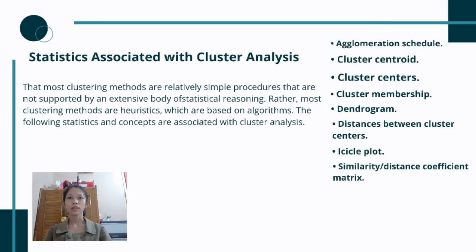Statistics associated with cluster analysis. Most clustering methods are relatively simple procedures that are not supported by an extensive body of statistical reasoning. Rather, most clustering methods are heuristics, which are based on algorithms. The following statistics and concepts are associated with cluster analysis: agglomeration schedule, cluster centroid, cluster centers, cluster membership, dendrogram, distances between cluster centers, icicle plot, and similarity/distance coefficient matrix.